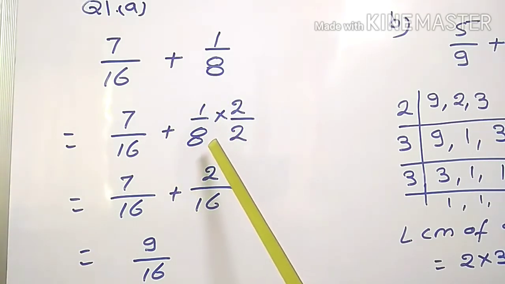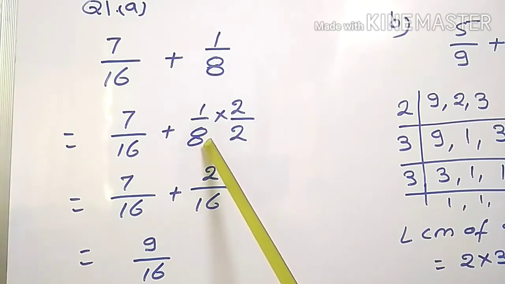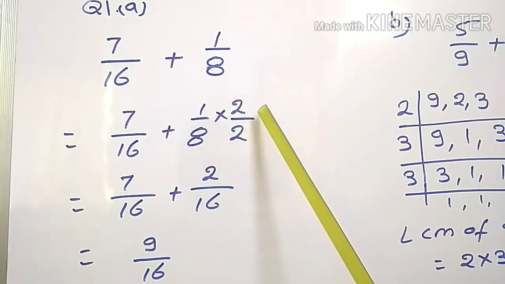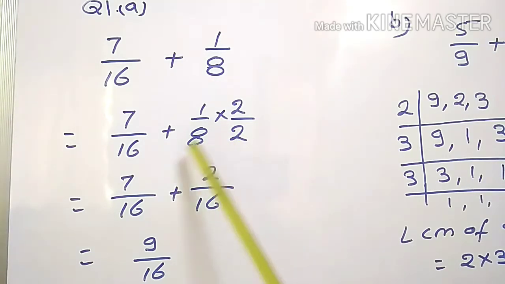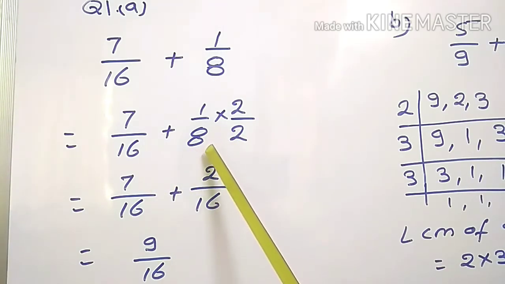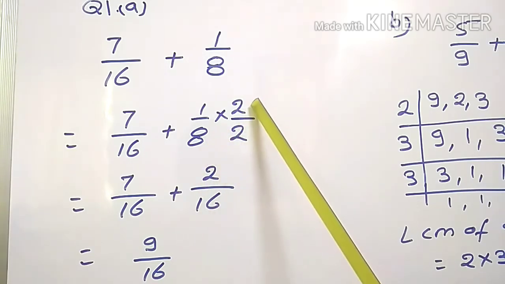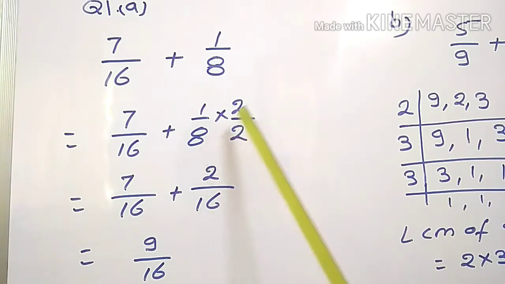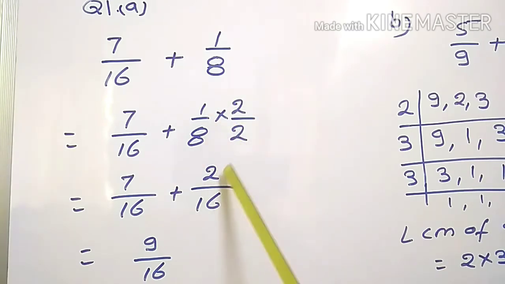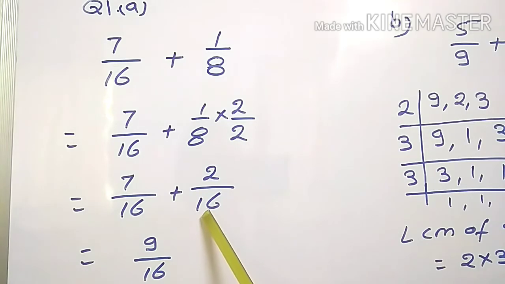So multiply the numerator and denominator of the second fraction by such a number so that the denominator is equal to 16. If we multiply 8 by 2, it gives 16. So multiply the numerator and denominator of the second fraction, 1 by 8, by 2. It gives 2 into 1 is 2, 2 into 8 is 16. Now these two are like fractions.